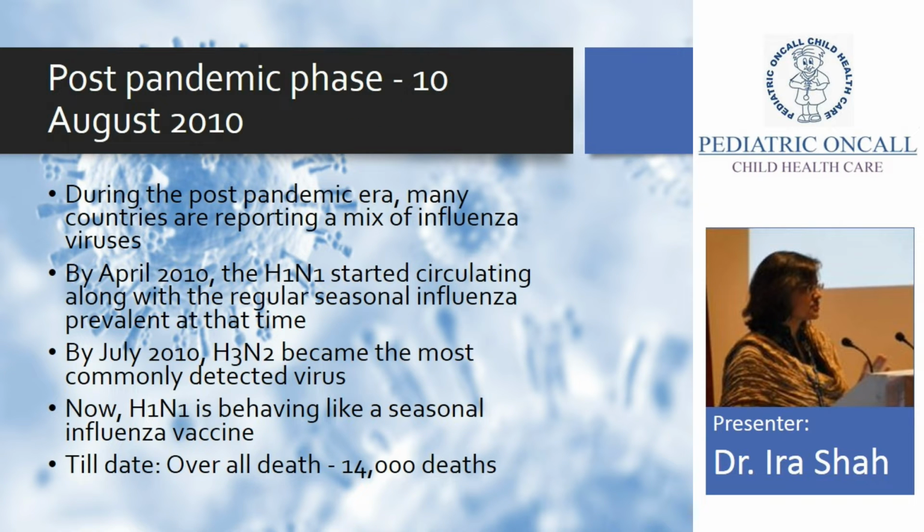Now what happened? 2009 is a pretty long time back, almost 6 years back. What happened is this virus started getting integrated into the regular influenza, and it's now behaving like a seasonal influenza. So when we now talk about H1N1, we are in the post-pandemic phase, and it's part of the circulating influenza viruses in the community. So it's no longer a pandemic. Now we have H1N1 as a seasonal influenza, we have H3N2 as a seasonal influenza, and we have the type B viruses, which are also seasonal. Till now around 14,000 deaths have been reported with H1N1.